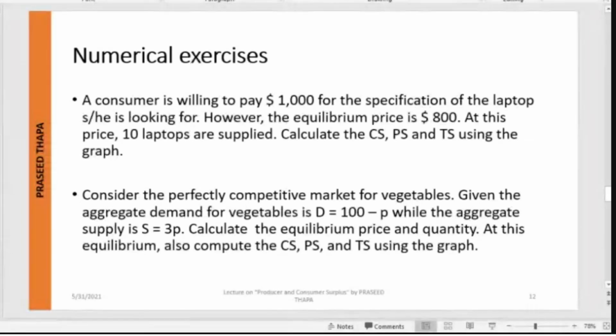crosses the vertical axis at 100. So from 25 to 100, we get the value 75. That is the height of the triangle. And from the perpendicular line touching the horizontal axis, we got the quantity equal to 75. So the base is equal to 75. Exactly. This is how we calculate.